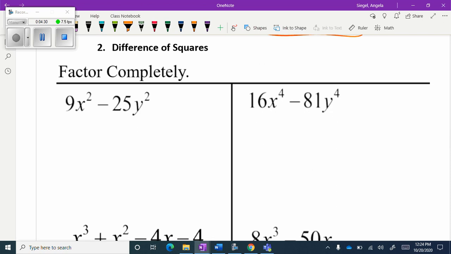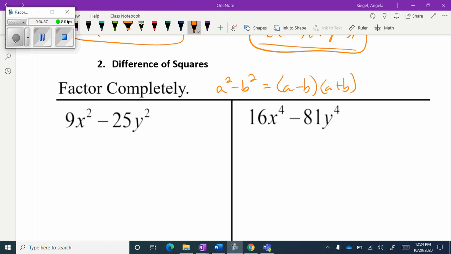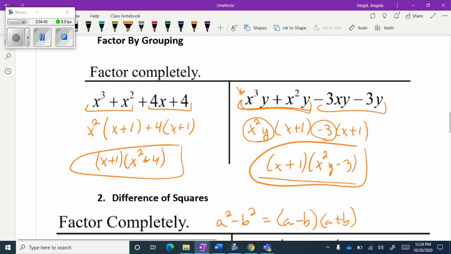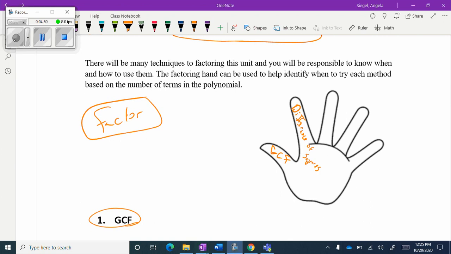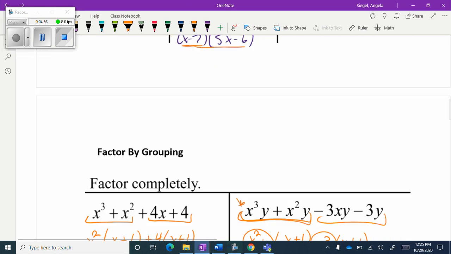Okay, now we're going to talk about the difference of squares. We just talked about this in the former video, or the last lesson. And this is going to be that second finger, the pointer finger.